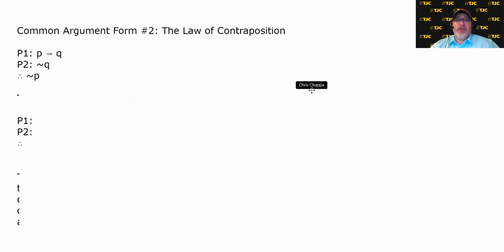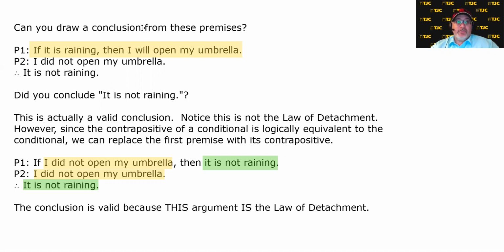So what we've just done is we formed a second common argument form called the law of contraposition. And I want to focus on this original argument before we replaced the first premise with its contrapositive. So let's compare pieces here. Let's start by highlighting the antecedent in yellow and locating where that simple statement is again. It happens to be here, except it's negation.